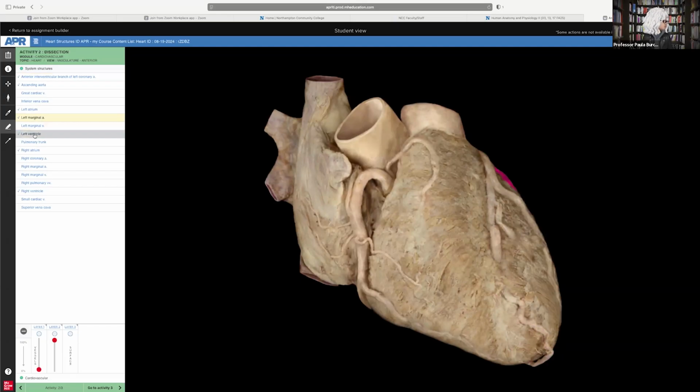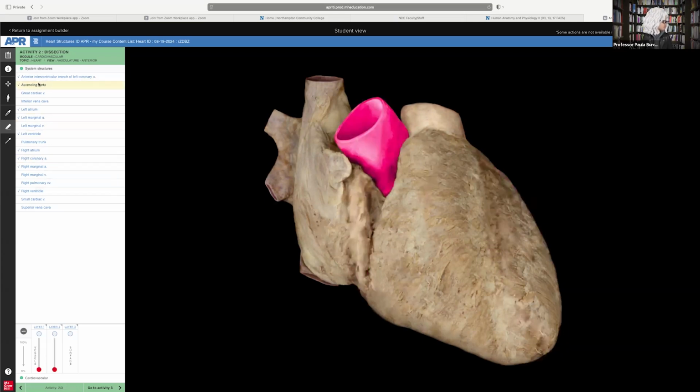And that left marginal artery is going to be around the left lateral surface of the heart. We also have a right marginal artery, which is right here, feeding the right lateral side of the heart. And that's coming off of the right coronary artery. So when you look at an illustration, you'll notice that the first two branches coming off of the ascending aorta are going to be your coronary arteries.